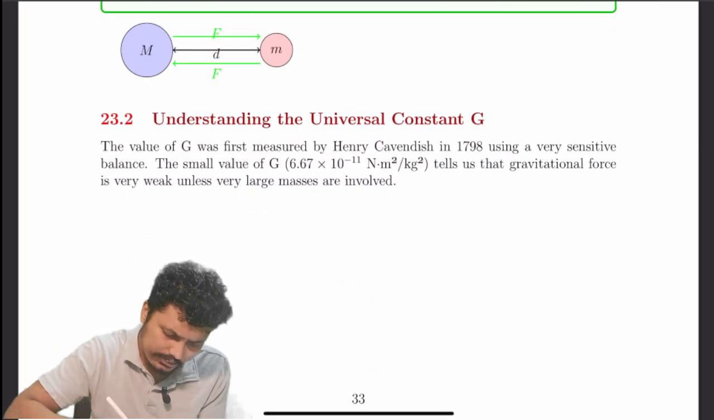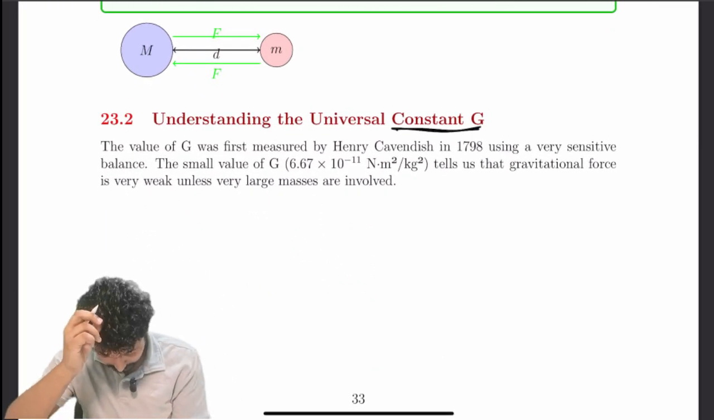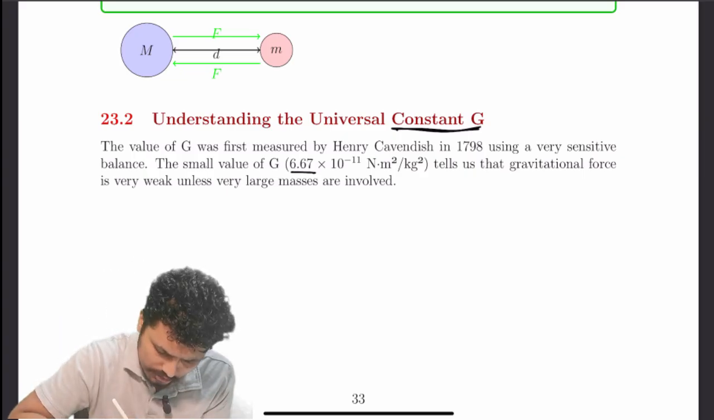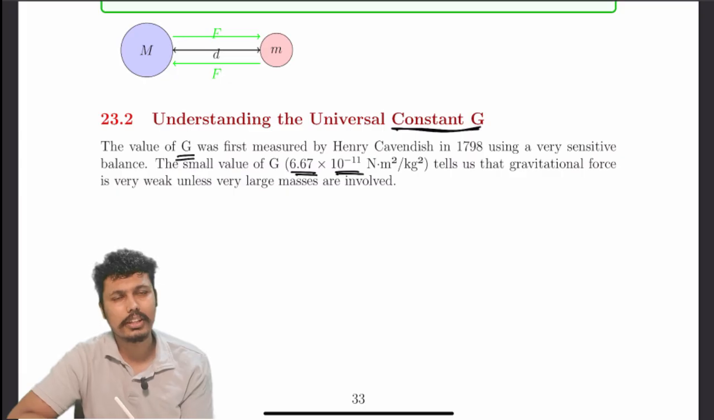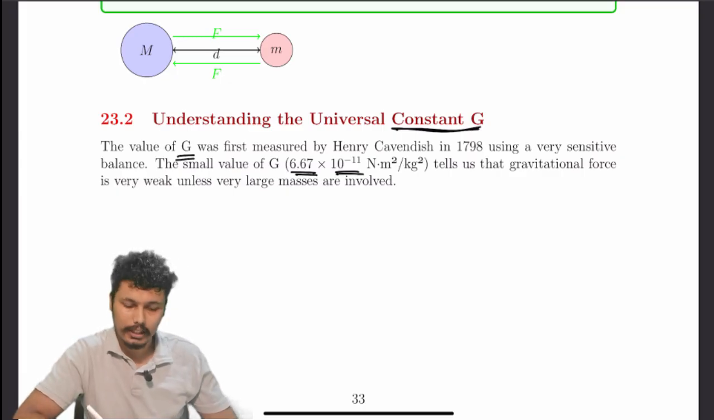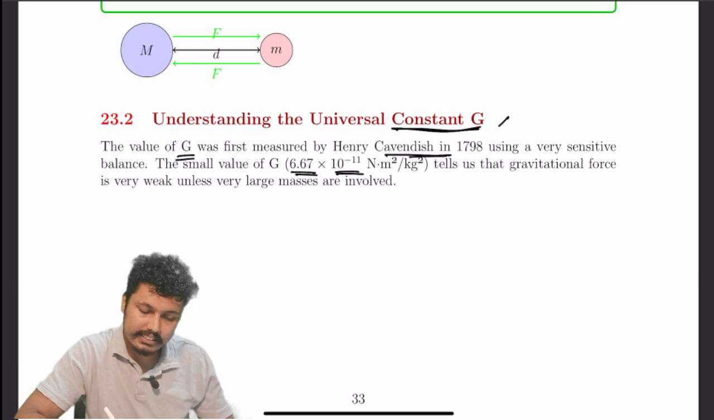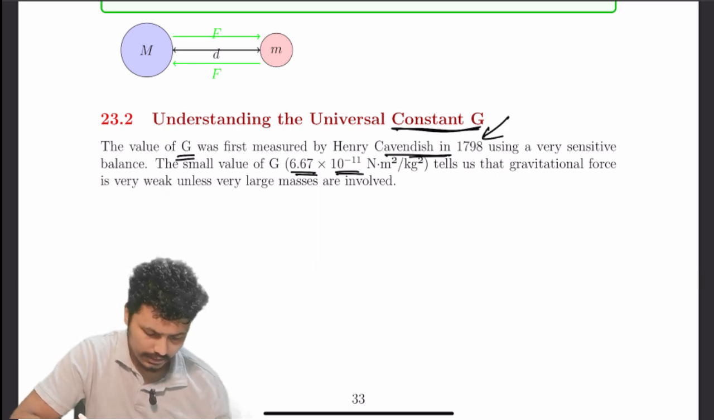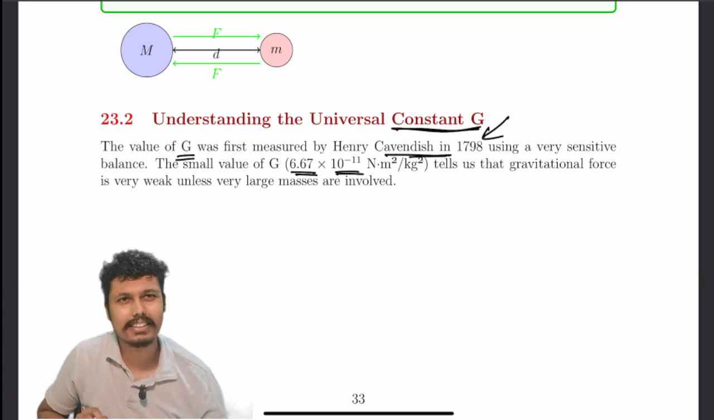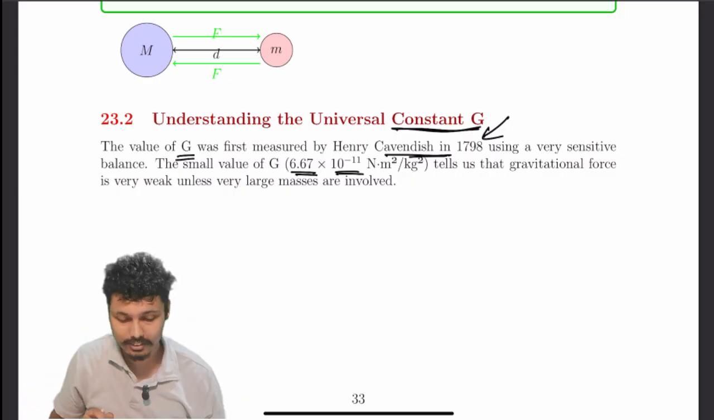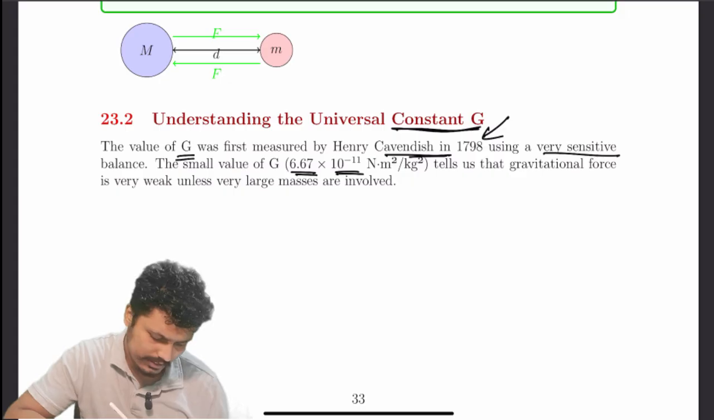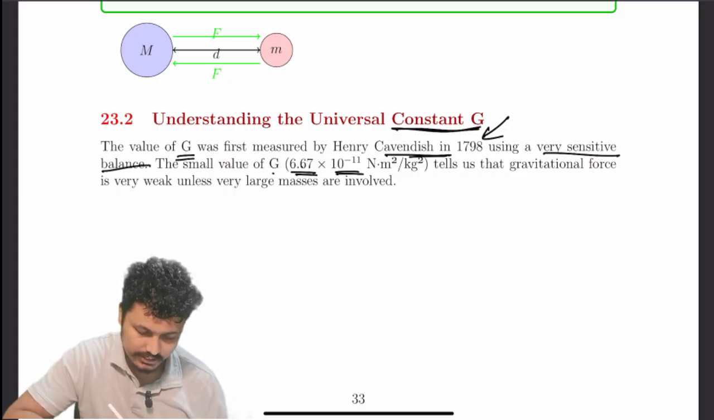Now let us understand the constant G. What is its value? 6.67 into 10 to the power minus 11. The value of G was actually not measured by Newton, it was measured by another scientist called Henry Cavendish in 1798. This is not calculated, this is measured. He used a device, a very sensitive balance, and measured this G value.